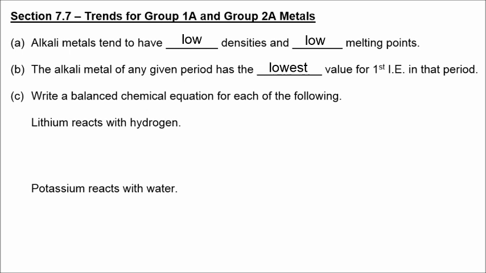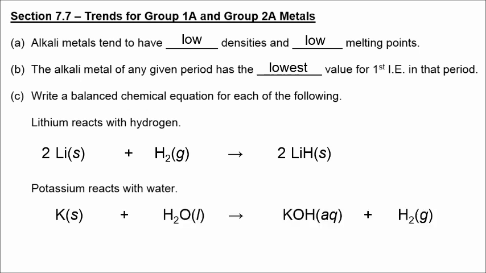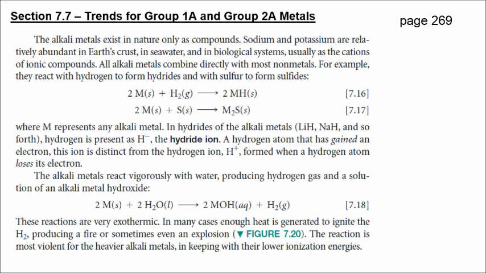Lithium is going to react with hydrogen to make lithium hydride, which is LiH. Potassium will react with water to make potassium hydroxide, so KOH, and it also produces hydrogen gas. This is a single replacement reaction. Here are other examples on page 269 of alkali metals reacting with hydrogen, with sulfur, or reacting with water to produce metal hydroxides and hydrogen gas.